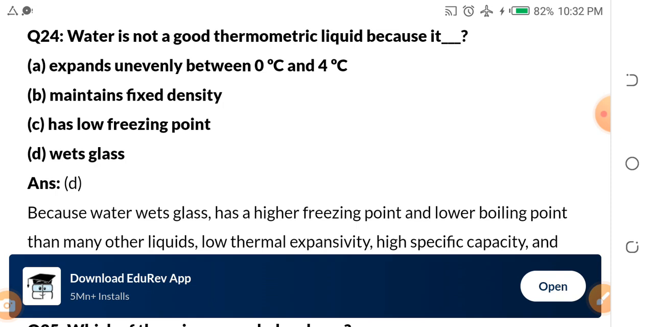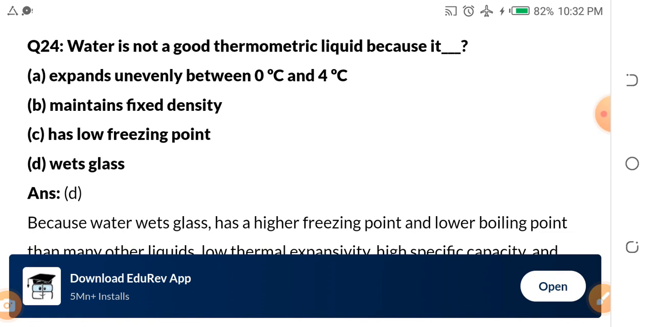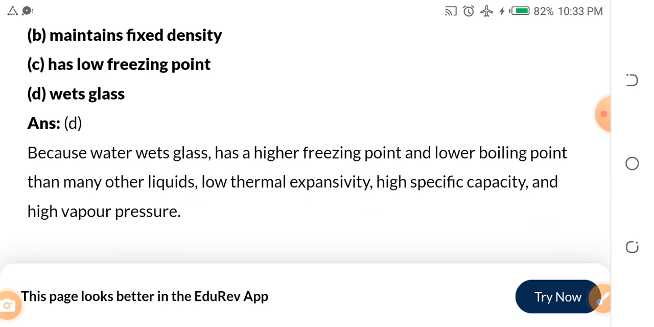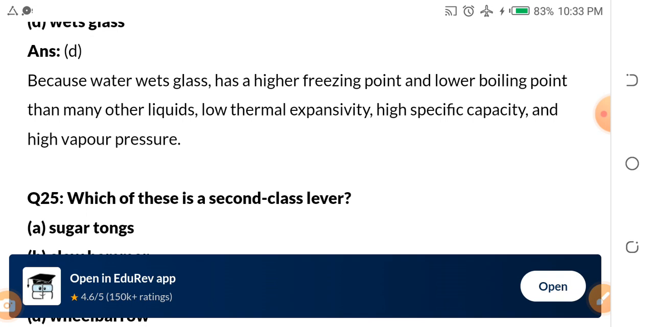Water is not a good thermometric liquid because it dash. A, expands unevenly between 0 and 4 degrees. B, maintains fixed density. C, has low freezing points. D, wets glass. Water wets glass, right? One of the requirements of a thermometric liquid such as mercury is that it doesn't wet the glass. Because water wets glass, has a higher freezing point and lower boiling point than many other liquids, low thermal expansivity, high specific heat capacity, and high vapor pressure.